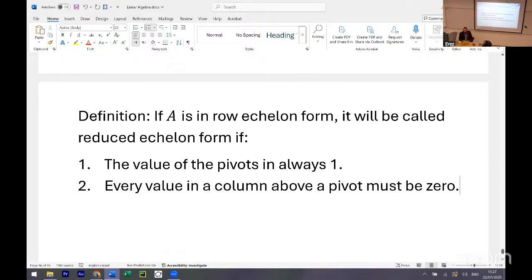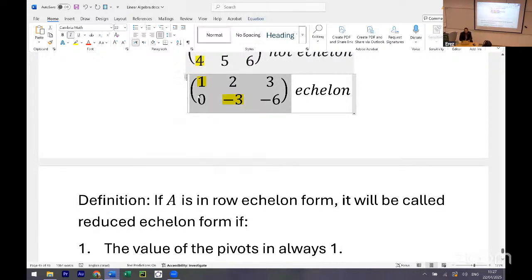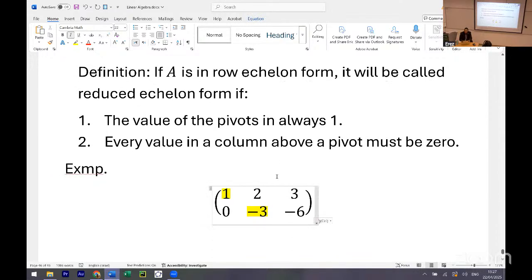Let's take this matrix, which we worked with until now in the example, and continue with it. If we divide the second row by minus 3, we'll get here 1, 2. And I will ask you, is this row echelon form? Well, it is row echelon form. Is this reduced echelon form?